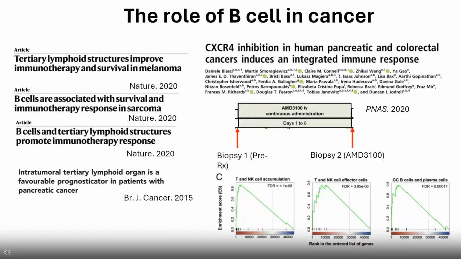By RNA-seq of this data, we surprisingly found that CXCR4 inhibition led to a dramatic upregulation of T-cell activation as well as B-cell activation. Given the short time window, only about 1 week of this therapy treatment, we were wondering whether there must be a pre-existing B and T-cell activation in cancer that can be further augmented by this CXCR4 inhibition.